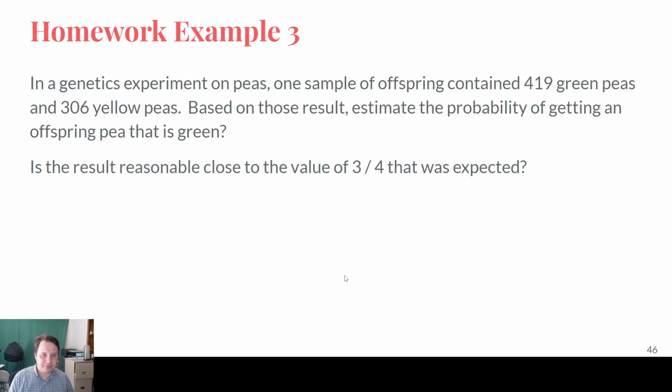The next example. In a genetics experiment on peas, one sample of offspring contained 419 green and 306 yellow. Based on those results, estimate the probability of getting a pea that is green. Is this close to the value of 3/4 that was expected?